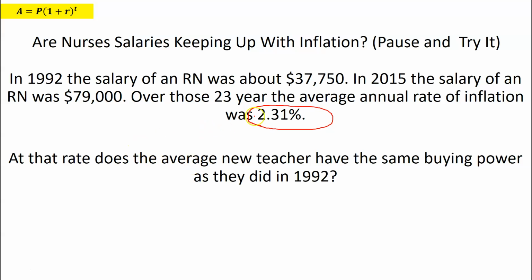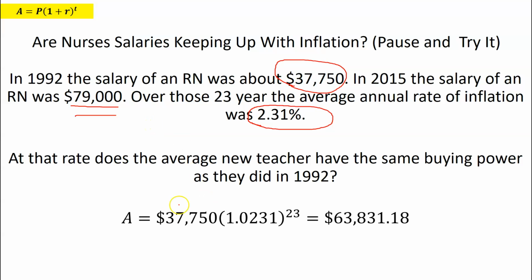So I'm going to do the same thing. I'm going to start out with this being the present value back in 1992, and run that through for 23 years at 2.31%, and when I'm done, I will compare it to this number right here. Okay, so here we go. $37,750 times 1.0231 raised to the 23rd power gives $63,831. So now we compare these two numbers.